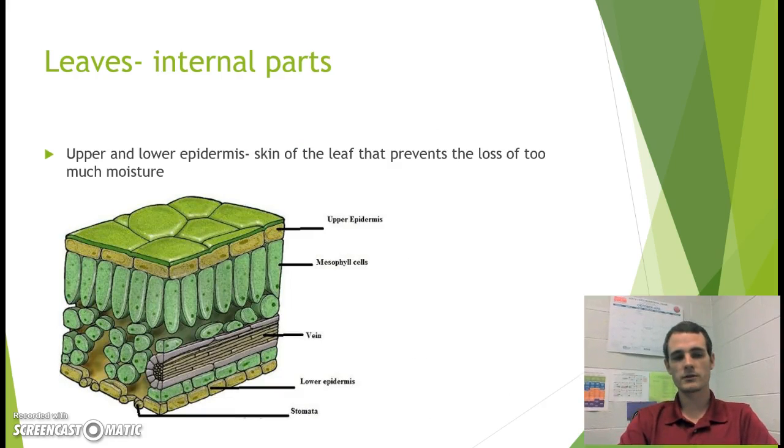So, internal parts of a leaf. You have the upper and lower epidermis. Just like you have an epidermis, which is the skin of your body, plants also have, or the leaves also have, skin on them. So the epidermis is the skin of the leaf, and this helps prevent too much water loss in the plant.